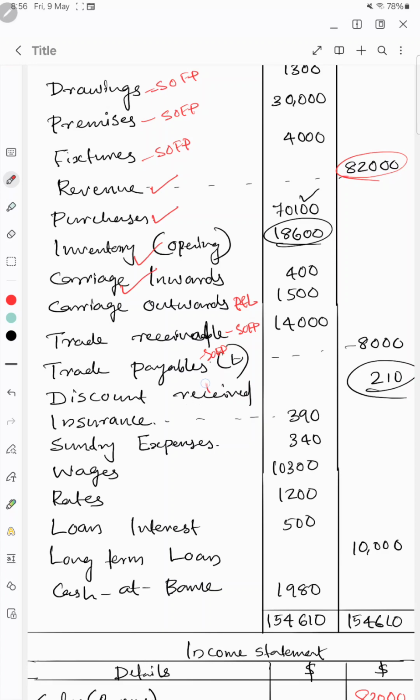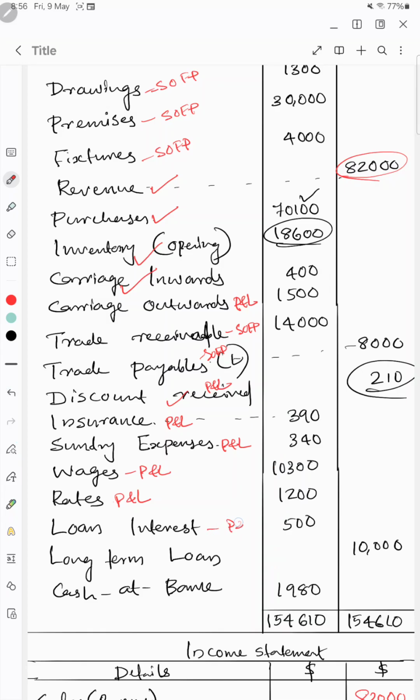Discount received we take here in the P and L account section. Insurance is an expense, P and L account. This is also an expense, P and L account. Wages is a P and L account expense. Rates, P and L account expense. Expenses will always be a debit balance, so you can check the debit side.